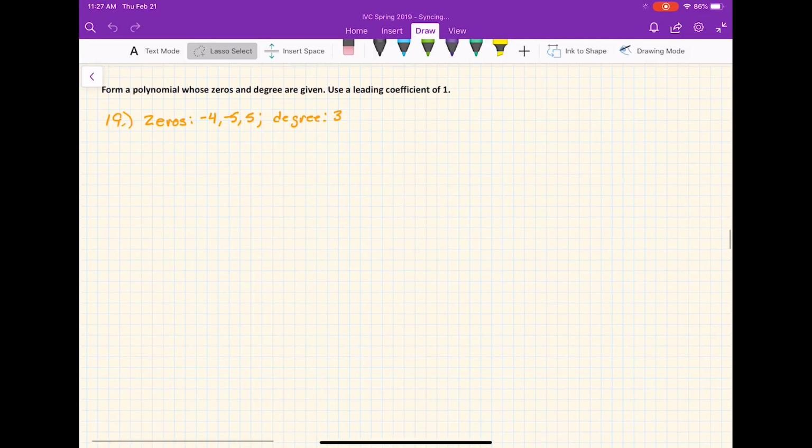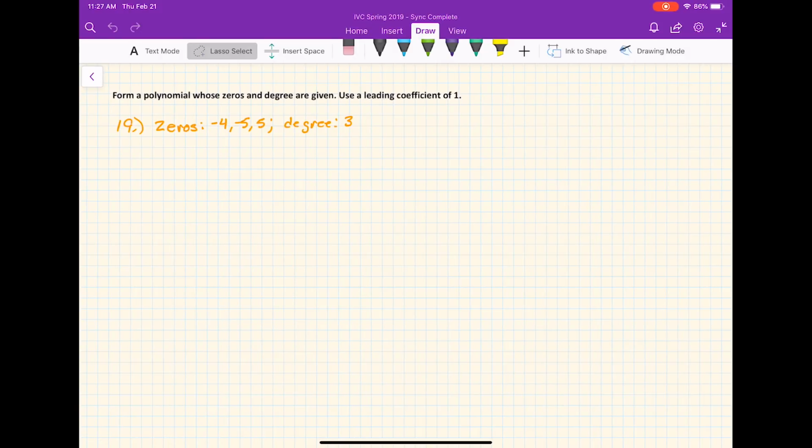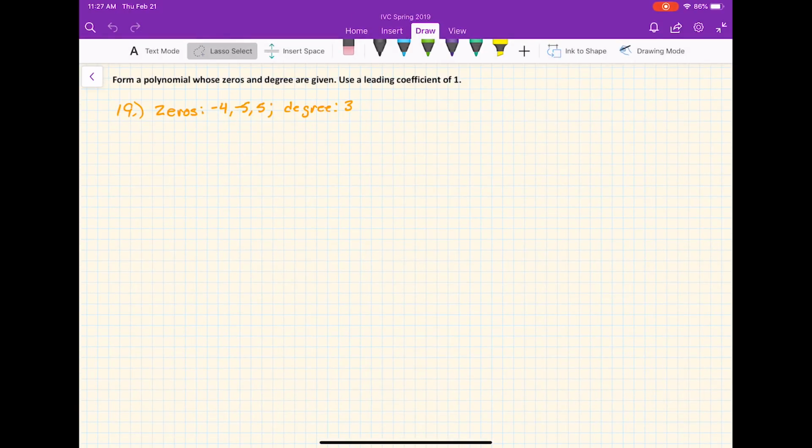So for these first two, 19 and 20, form a polynomial whose zeros and degrees are given, using a leading coefficient of 1. So here are our zeros: x plus 4, because of the negative 4. If we put negative 4 in there, this quantity would be 0. Same thing for the negative 5, so we do x plus 5. And then the same thing for the 5, so x minus 5, that would make those zeros. And our degree is 3, and each of these doesn't have an exponent. I mean, it has one, it's a 1, but we don't write that.